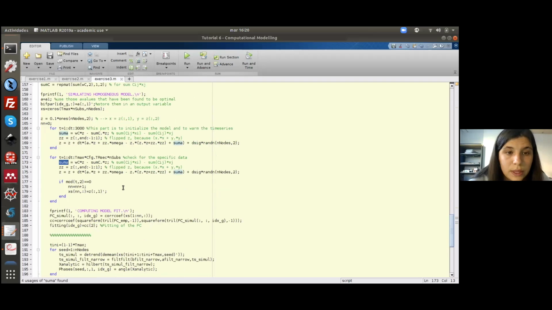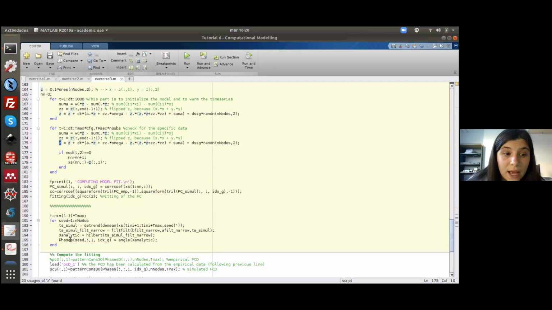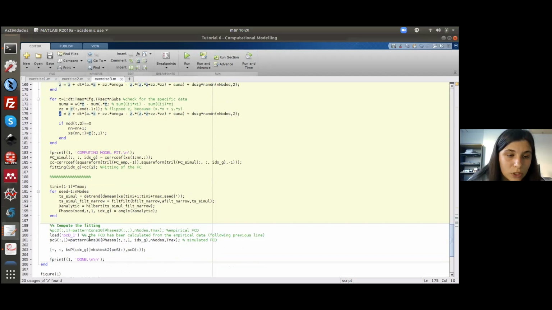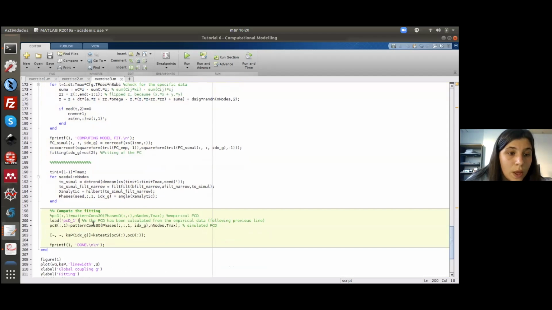Once we finish with this simulation of the signals, we already have the simulated time series, which will be this zeta variable. So this zeta vector will contain the simulated time series. And from here, we can start, as we did in exercise 2, for example, computing the functional connectivity, or we can also compute the phases and the functional connectivity dynamics. So in this last part, where we compute the fitting, we are going to calculate the functional connectivity dynamics based on this function.